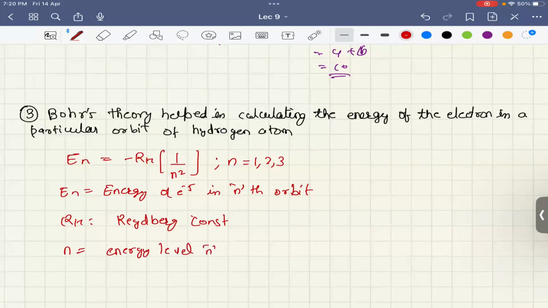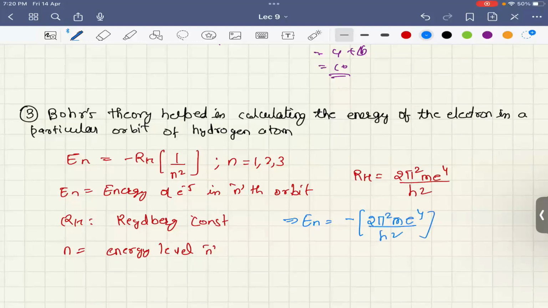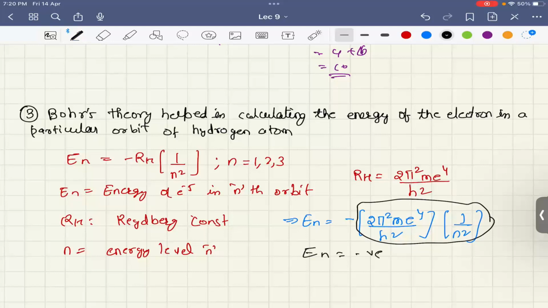Other, right? And this constant, RH, comes out to be 2π²me⁴/h². Hence, when we couple this together, what we get is En equals minus 2π²me⁴/h² into 1/n². So remember, these things are all positive, right? That means energy has to be negative. It's a negative value. We are going to discuss it.